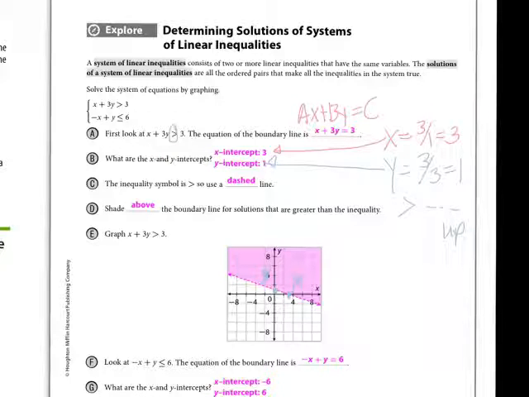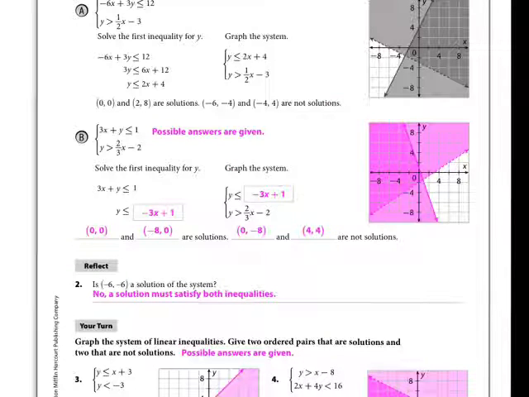Okay, let's go try another problem. I'm going to work on letter B for you for the first example.